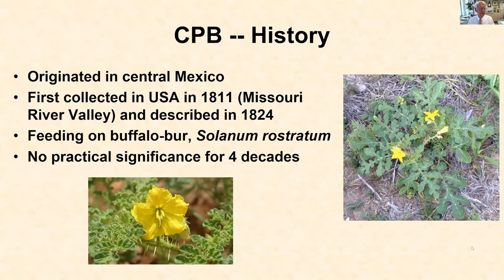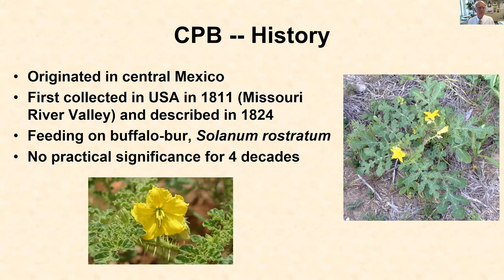Colorado potato beetle has an interesting history in that it was originally an insect in Mexico. But it was first collected in the United States in 1811 in the Missouri River Valley, allegedly by Lewis and Clark, as they were making their way up the Missouri River. But it wasn't named until many years later.